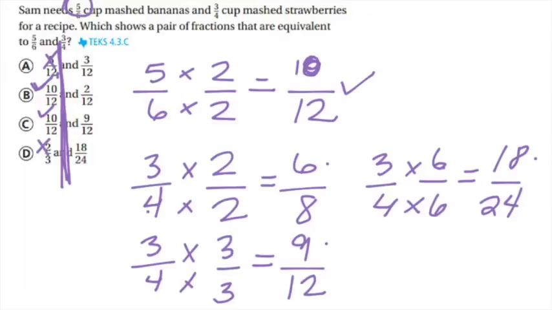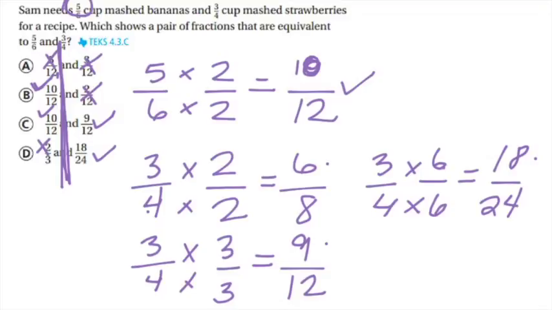Nope, we got 9/12, so that wouldn't work. 2/12. Again, that won't work because we got 9/12. And then I see 9/12. That's equivalent. And finally, 18/24 is equivalent.